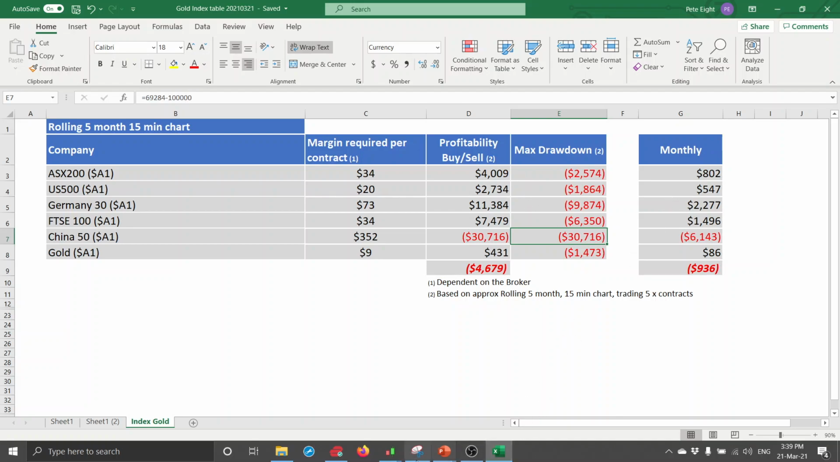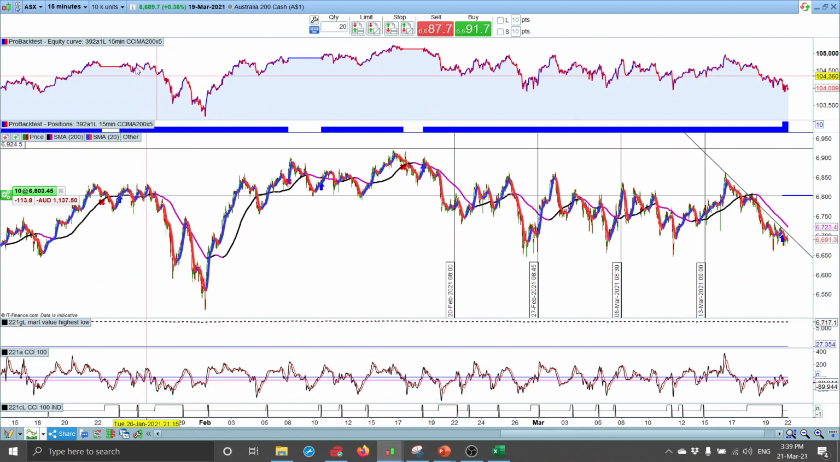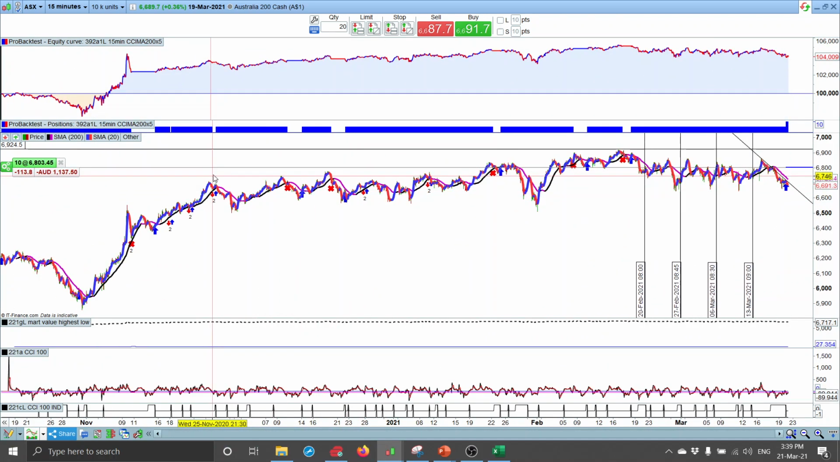And remember the drawdown, how that's explained, is basically going from the highest point of our profitability to there, which would be considered a drawdown in terms of profitability.